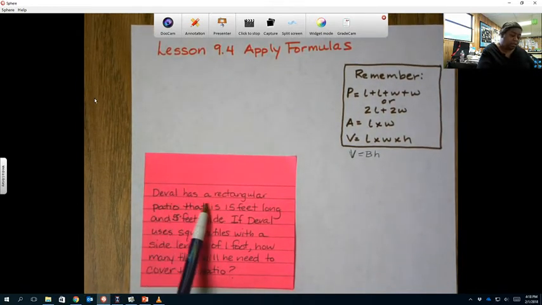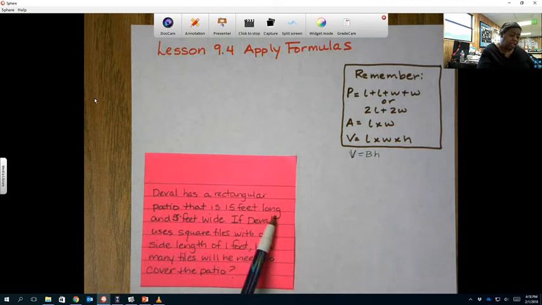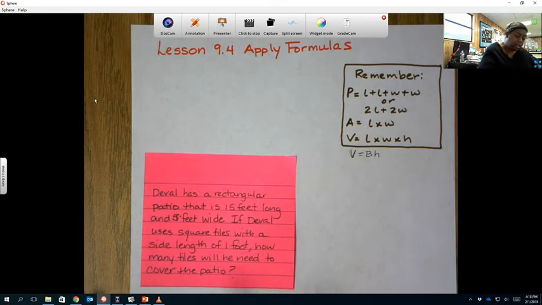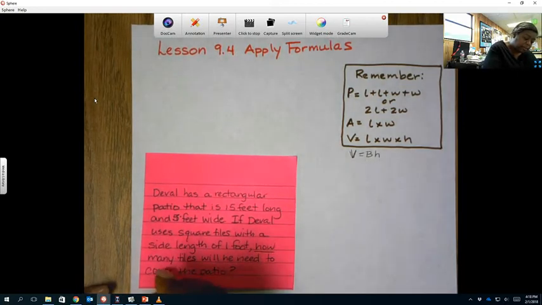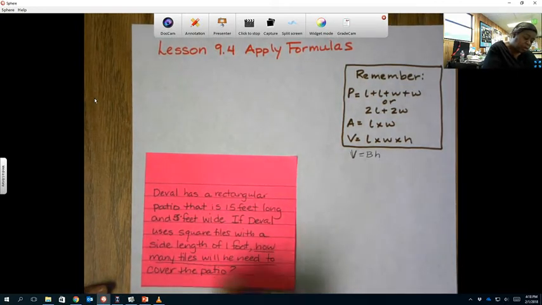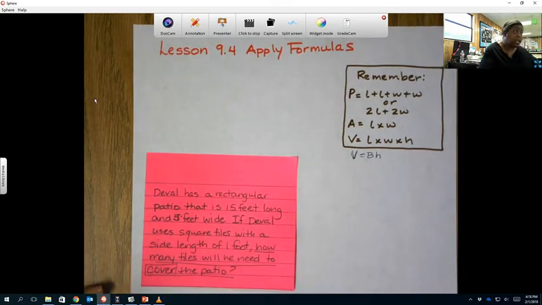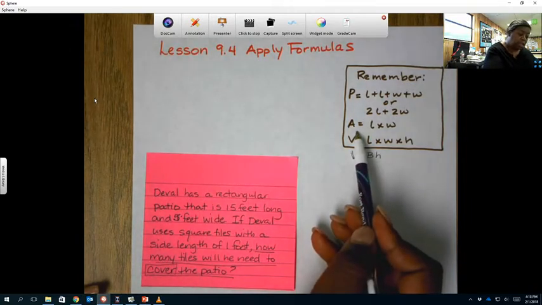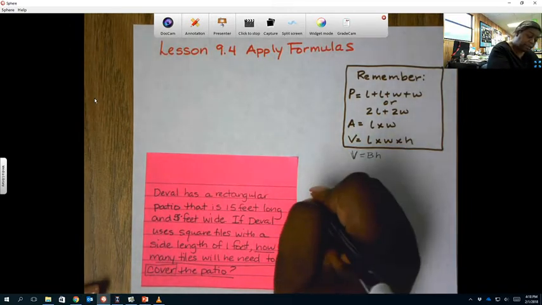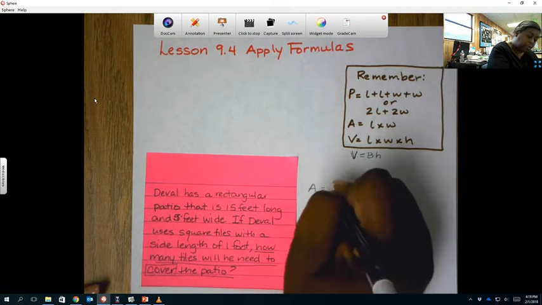Devil has a rectangular patio that is 15 feet long and 5 feet wide. If Devil uses square tiles with a side length of 1 foot, how many tiles will he need to cover the patio? Well, if we look at the question, it's saying that we're going to cover the patio. Anytime I'm covering anything, I'm going to use the area formula. So I'm finding area. So area equals length times width.